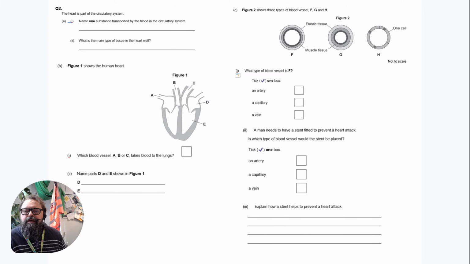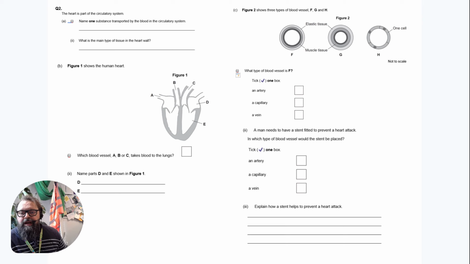Okay, part C, you've got diagrams of 3 different blood vessels. Notice it says not to scale, so the size of them is not important. And F and G are both made up of elastic tissue and muscle tissue. F and G represent veins and arteries, whereas H, notice, the wall is only 1 cell thick. And so H we can identify as the capillary.